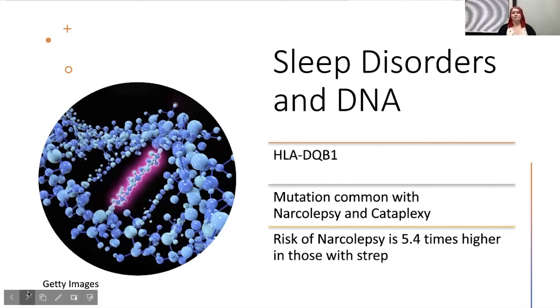The risk of narcolepsy is 5.4 times higher in people who have had strep, meaning that if you were diagnosed with strep in the past, like strep throat, that can change your DNA and create that mutation, or it can awaken narcolepsy, meaning that the mutation was lying dormant within your DNA and it's now active and you will have narcolepsy.